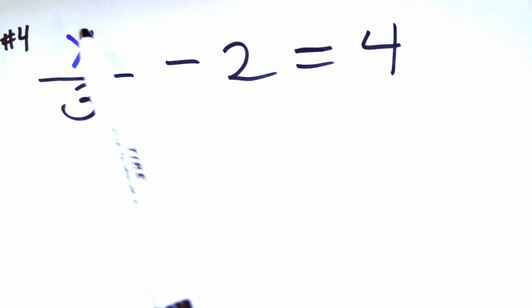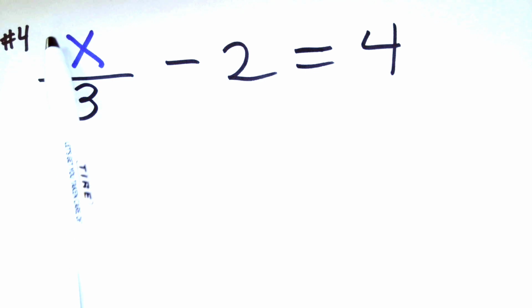equals 4. So remember there's an invisible 1 in front of that x. So you could say 1/3 times x, or you can say x divided by 3. They both mean the same thing. I think I've given you too much information. All right, and this is another two-step equation.